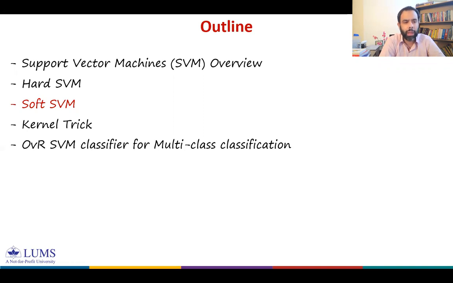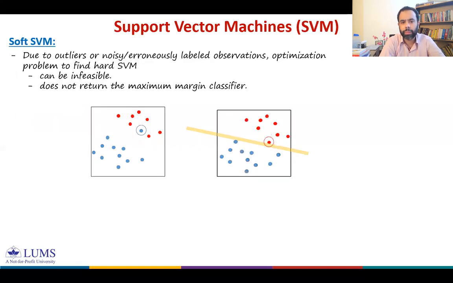We also talked about some of the issues with hard SVM. We will start with those issues again, and building on those, we will introduce soft support vector machine classifier. Due to outliers or noisy observations, the optimization problem to find hard SVM can be infeasible, and it may not return the maximum margin classifier. For example, in the case on the left side, we have this one blue point which has been erroneously labeled, or it could be here due to noise in the measurement. This could be a noisy observation.